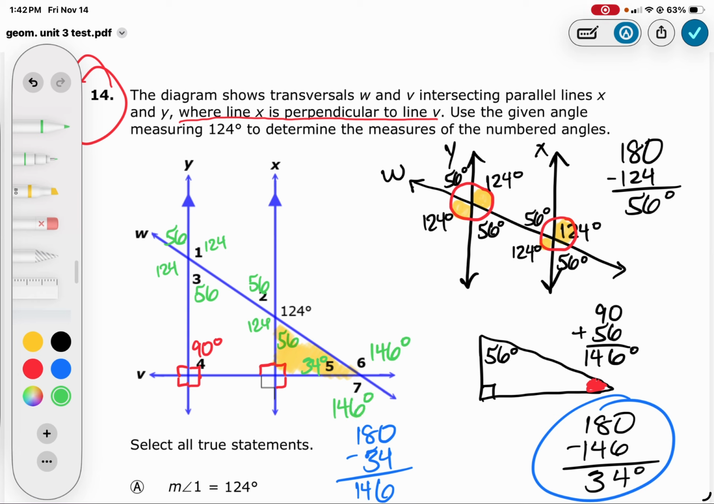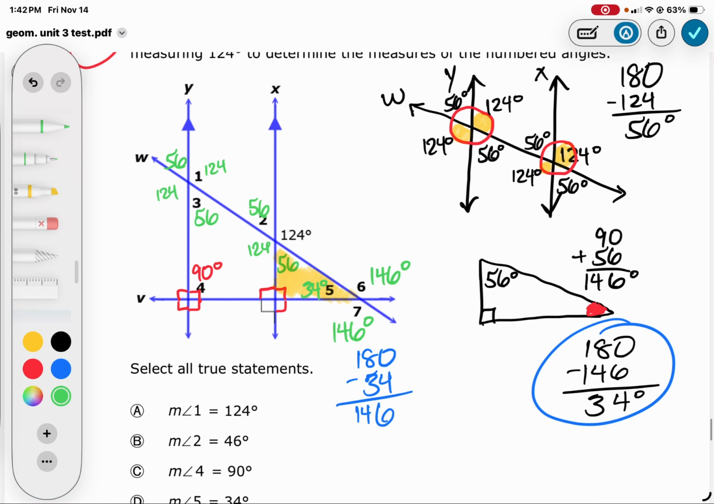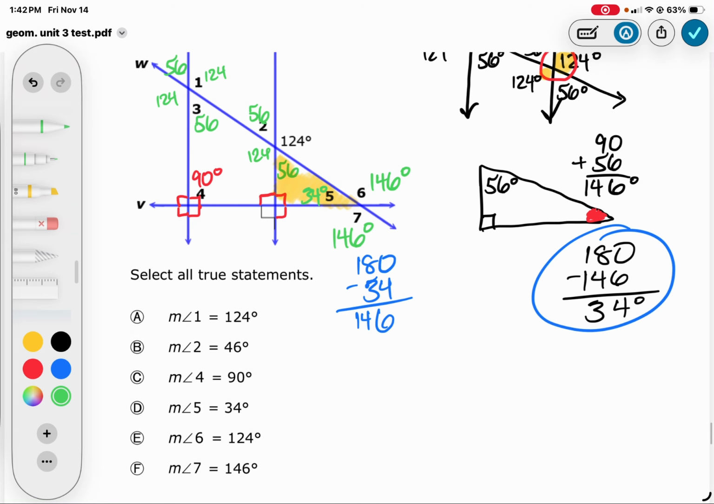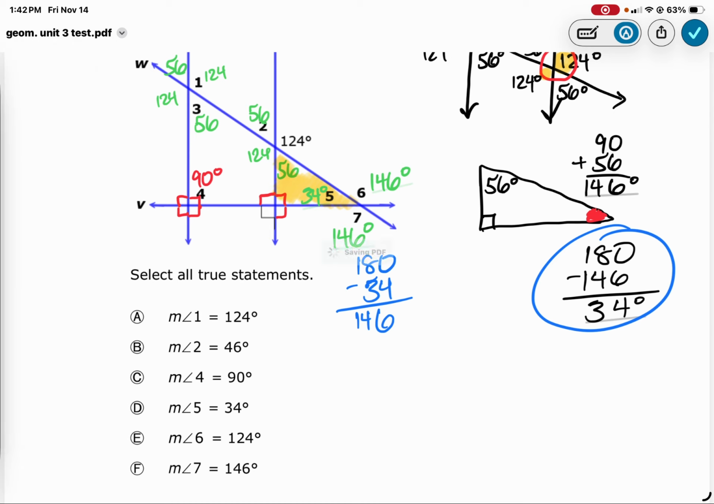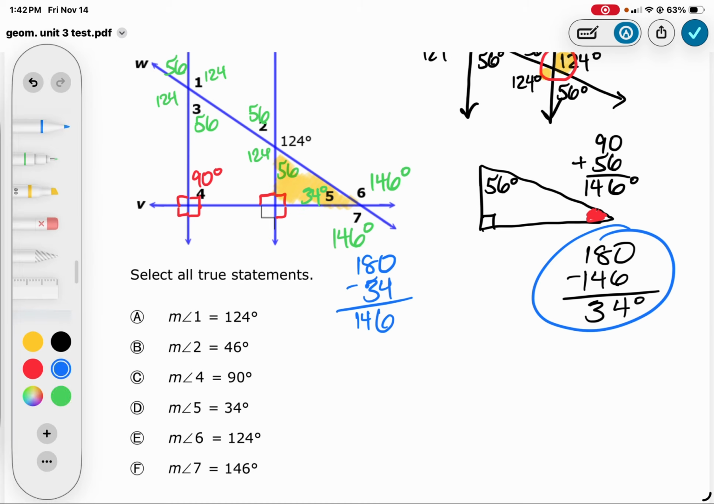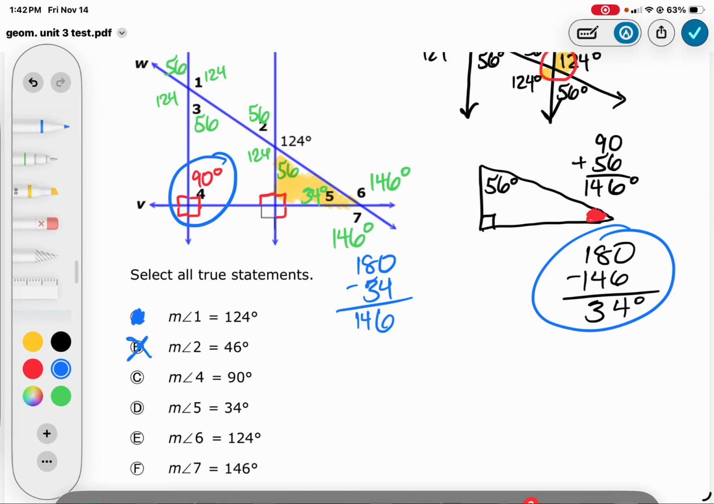So now that we've done all that work, I can take a look at these answer choices and figure out which ones are correct. Angle 1 is 124. Yes, that is. We have that in the diagram, so that's one of the correct answers. Angle 2, 46. Angle 2 is actually 56, so we know that B is not correct. Angle 4 is right here. Angle 4 is 90, and that's what C says, so C is a correct answer.